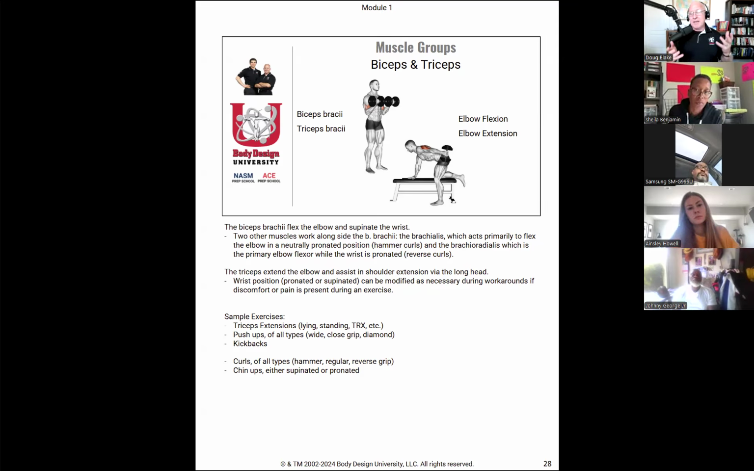So all I'm doing is adding volume to the set. Why? Because it's fun, right? And more volume for the average client is actually going to have some benefit. Okay. I won't do that every bicep workout, but I'll just have some fun and we'll do regular curls into hammer curls with no rest. And then maybe I'll have them finish off with reverse curls, or I'll start them in reverse. You get the idea. You can have fun with this, guys.